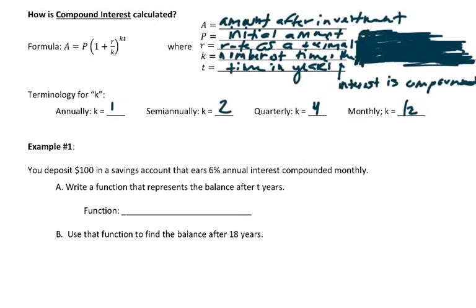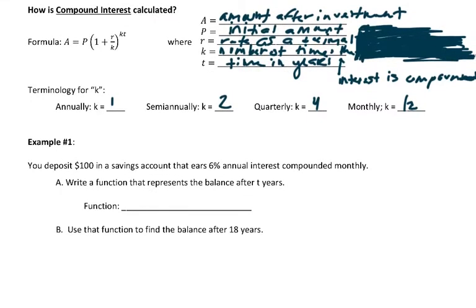So the first thing we've got here is our first example. Apparently we're going to deposit $100. So that's going to be our initial amount P in a savings account that earns 6%, so 0.06 is our R. Annually, interest compounded monthly, and so that means our K is 12.